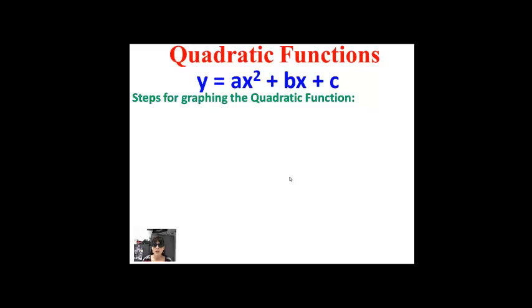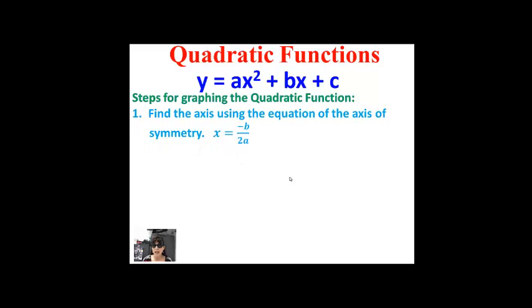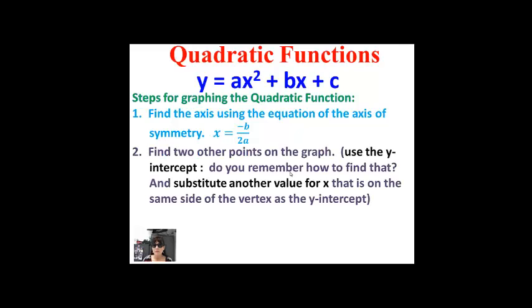First step: you're going to use that same formula I just gave you, x equals the opposite of b over 2a, to find your axis of symmetry. And then you're going to plug that value into your x to find your vertex. Step 2, you're going to find two other points on the graph.